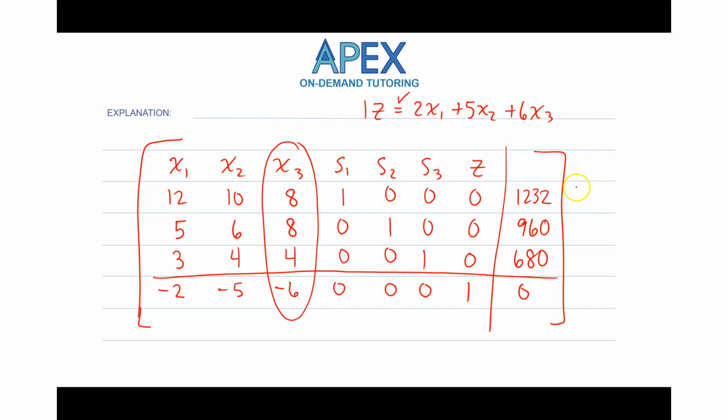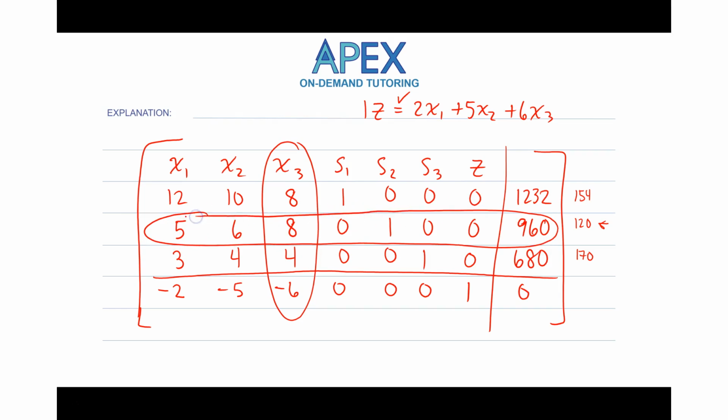So this would be 1232 over 8, which is 154. This would be 960 over 8, which is 120, and 680 over 4 would be 170. The smallest positive of those would be 120, so we circle that row. Oops, the whole row.